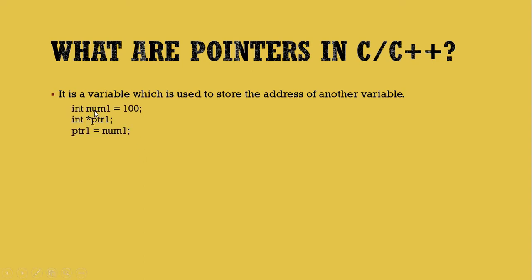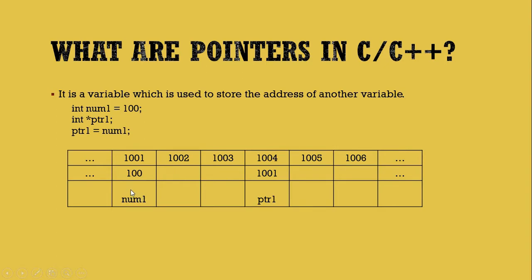For example, int num1 is equal to 100. Int ptr1 is a pointer variable. If you assign it num1, then it stores not this value but the address of this variable. Let's see it in a table. The two variables are num1 and ptr1. Num1 has stored 100. Once you have assigned ptr1 to be equal to the address of num1, it means ptr1 is storing 1001, which is the address of num1. The top values are the addresses of these pieces of memory. So this memory stores the address of variable num1.